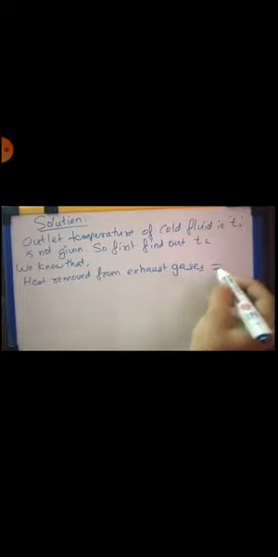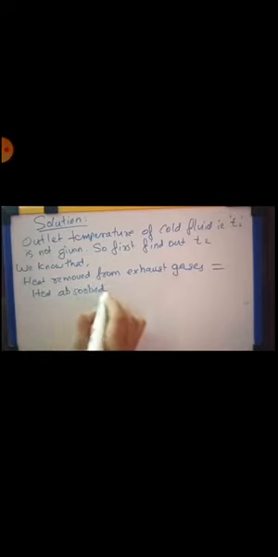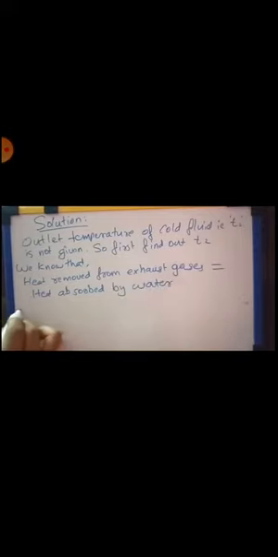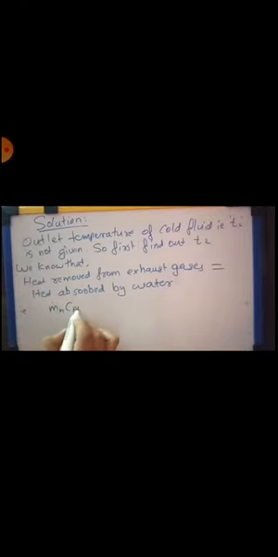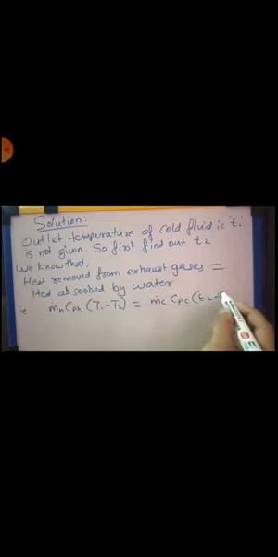That is, the heat removed from the exhaust gas is equal to the heat absorbed by our cold fluid, that is water. The heat removed from the exhaust gas is the mass of the hot fluid m dot h into the specific heat of the hot fluid CPH into the temperature difference of the hot fluid, T1 minus T2, which is equal to the mass of the cold fluid into the specific heat of the cold fluid into the temperature difference of the cold fluid.